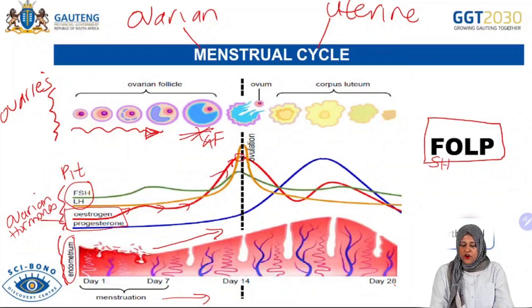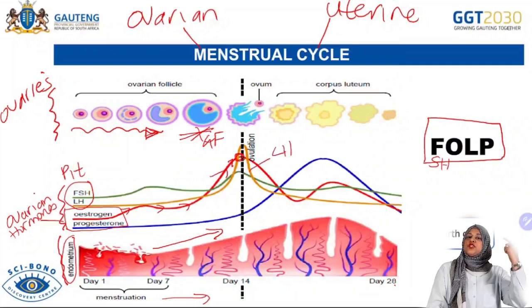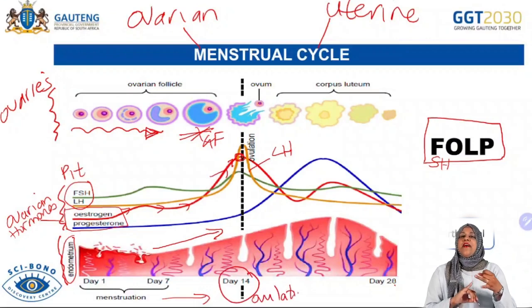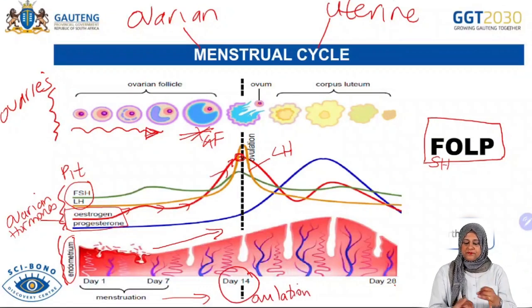Now you can look at the orange graph and you'll see it spikes on day 14. What happens on day 14 is ovulation. What causes ovulation is the high amount of estrogen that triggers the pituitary gland to release the luteinizing hormone. What does the luteinizing hormone do? It causes ovulation to occur, and the second thing it does is causes the corpus luteum to form.